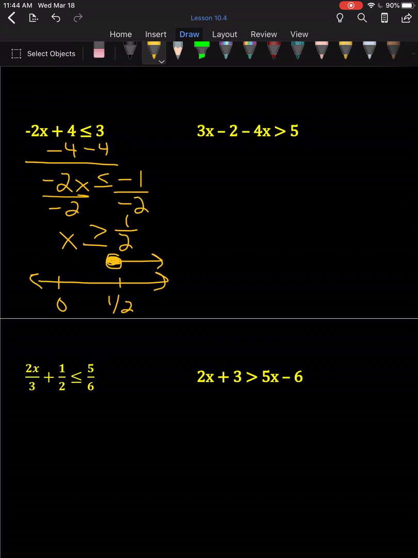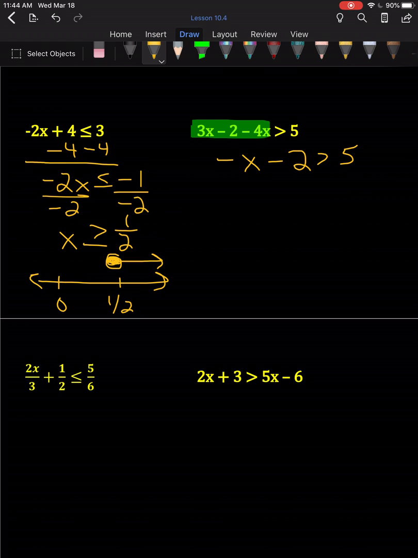So our next example, we have some like terms we have to combine over here first. We can't just dive into this. We have a 3x and a negative 4x together on the left side. So we combine those into negative x minus 2 is greater than 5.